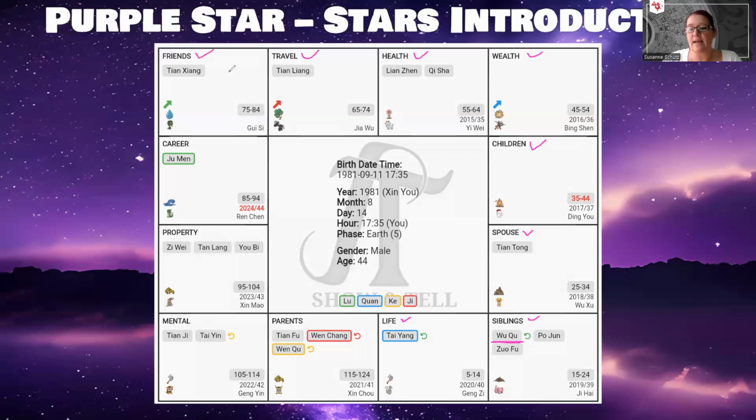Wuqu in the Friends Palace indicates that you are surrounded by people who are quite well off financially. They may be better off financially than you are. So you're surrounded by these kinds of people, and in order to make use of this, of course, you need to make yourself useful to them so that if you ever have any financial issues, there will always be someone to help you out.